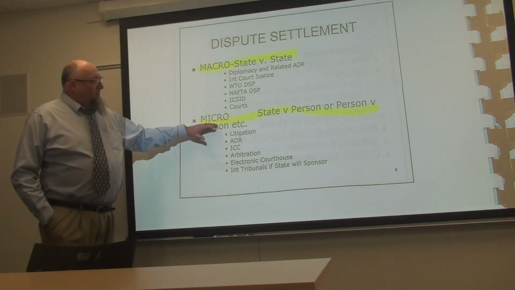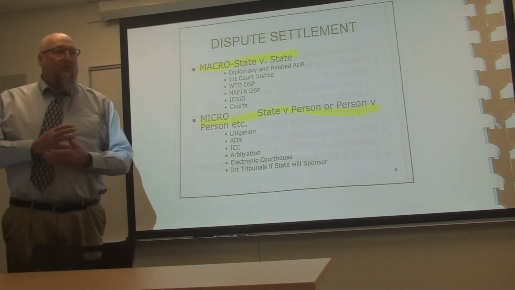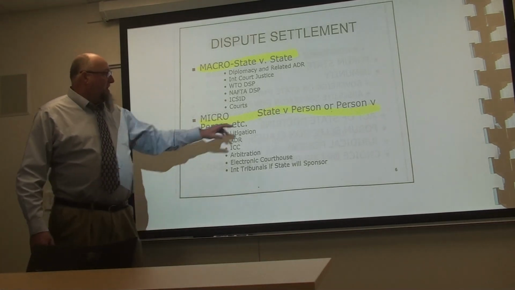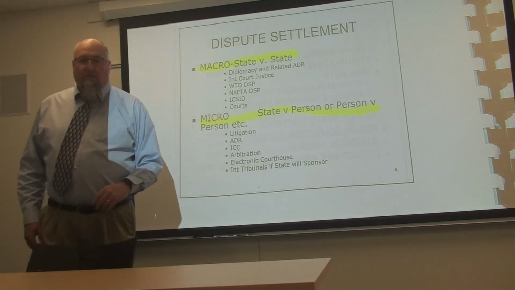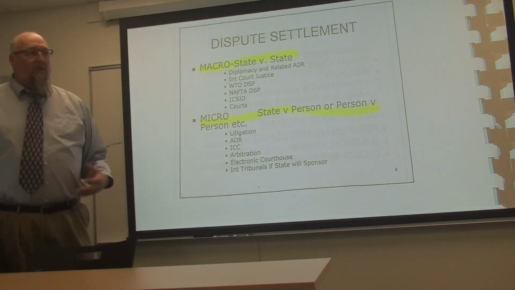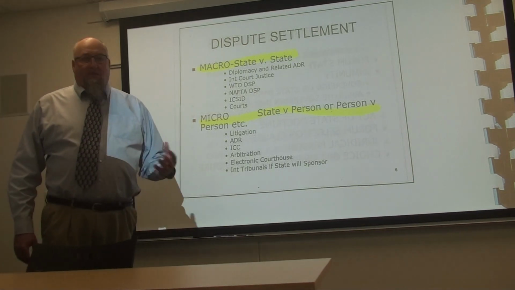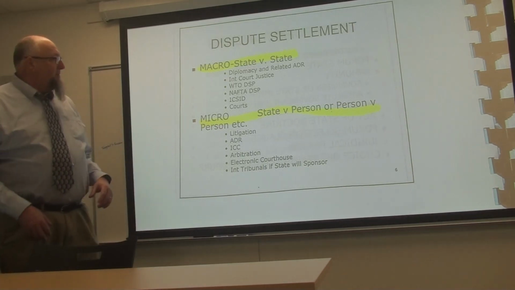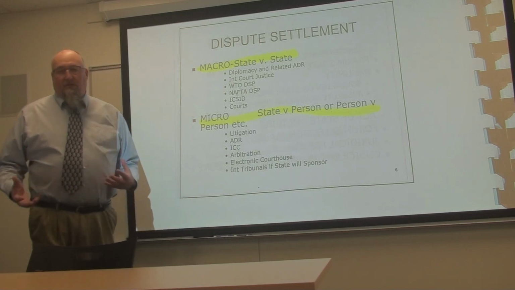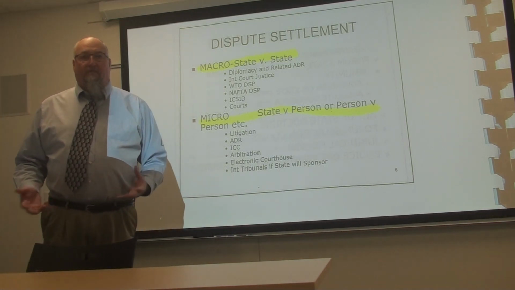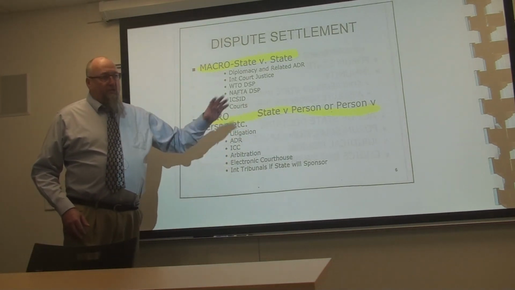And then down below here we have micro. And what I'm referring to there is disputes involving either a state and a person, where a state has, through their action, done something that has harmed an individual person or a private company of some type. Now, historically, of course, international law didn't really deal with that. It was up to the person to petition their own government to try to help resolve that type of dispute. And that, for example, might be expropriation, which we'll get to in a moment.